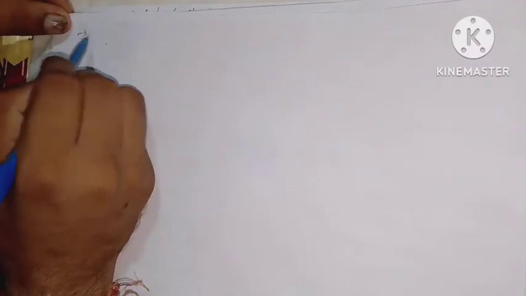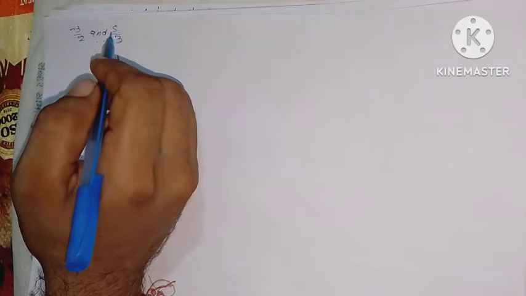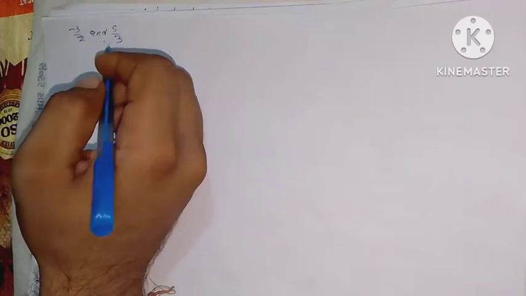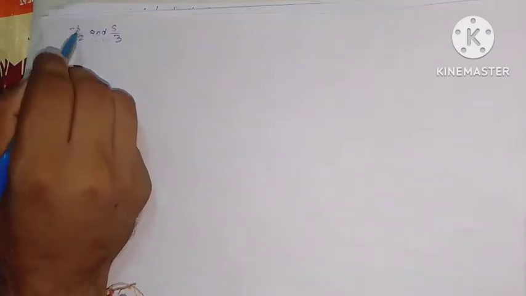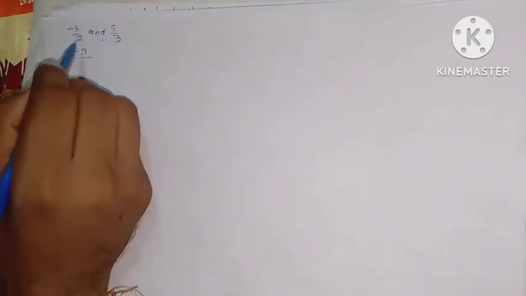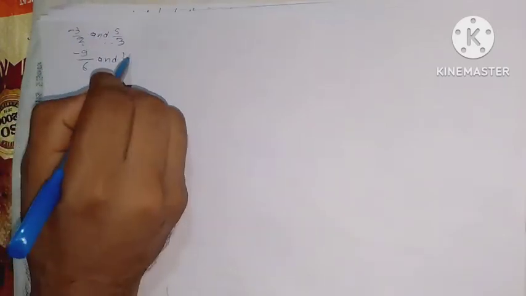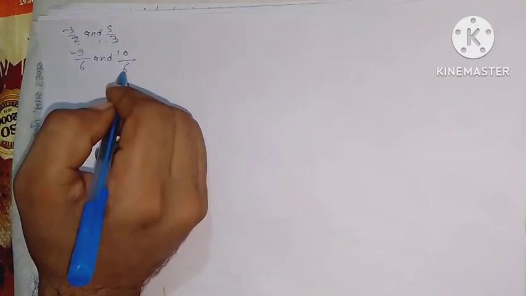Next question is: find rational numbers between -3/2 and -5/3. Initially, these can be represented as -9/6 (3 times 3 is 9, 3 times 2 is 6) and -10/6 (2 times 5 is 10, 2 times 3 is 6).